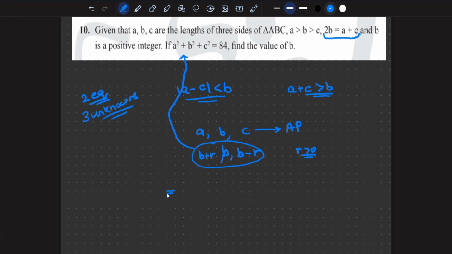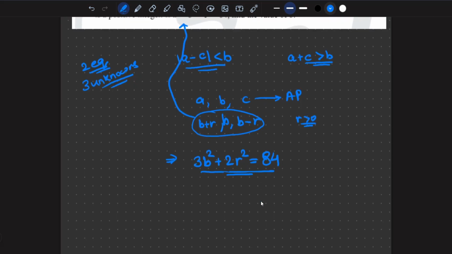When you plug these values, after calculation you get something like this: 3b square plus 2r square is equal to 84. Now, as I told before, we need to think in terms of inequality, right? So let us plug these values in this inequality too and see what we get. When we plug these values in this inequality, we get something like 2 mod r is less than b. Since r is positive, mod r can be written as r, right? So from here I get r is less than b by 2. We are going to be using this inequality and this equation in order to find our answer.